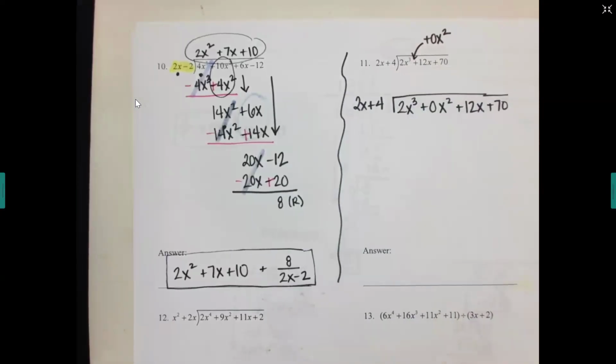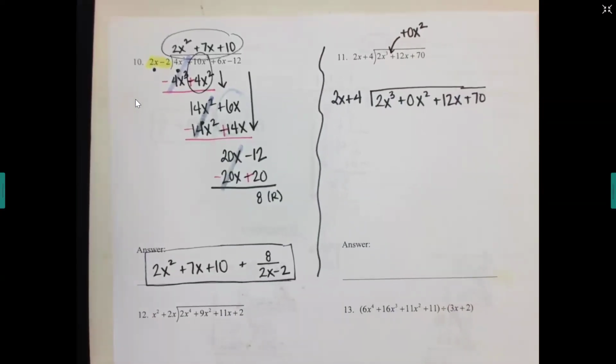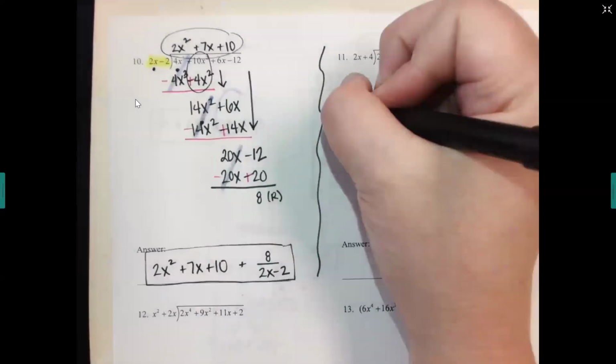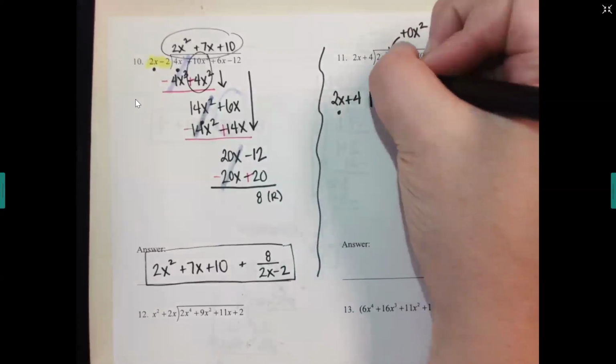Okay? Just like that. But you have to write in the 0, otherwise stuff won't line up right and it'll mess up your answer. Okay, but then from there, hopefully we kind of get the idea. Let's run through it. 2x times what will match this? How many? X squared. Very good.